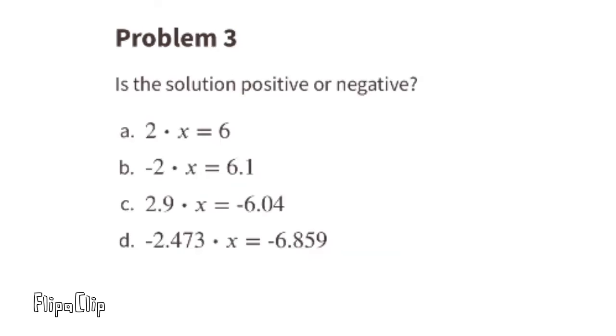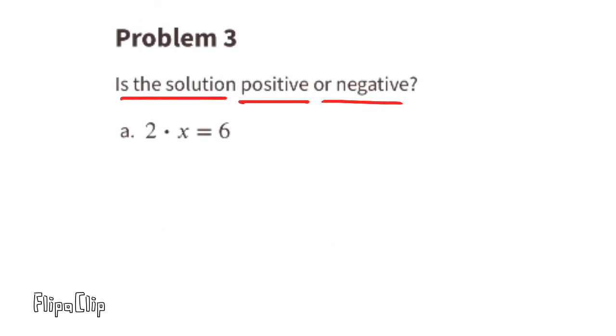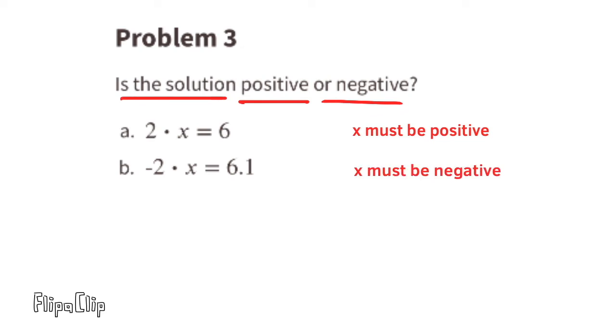Problem number 3. Is the solution positive or negative? A. 2 times what number equals positive 6? Since a positive times a positive equals a positive, then x must be positive. B. A negative times what number equals a positive? Since a negative times a negative equals a positive, then x must be negative.